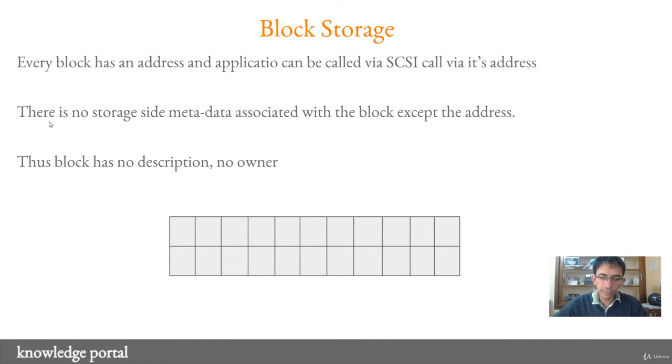Now, one more important thing to remember is that there is no storage side metadata associated with a block except the address. So if there is a file, let's assume an image file which is being stored, there is no metadata. Just by looking at the block, I cannot determine what file is being stored over here. That is called metadata. It also does not have a description or an owner. So we'll look into what I really mean by metadata when we talk about object storage.